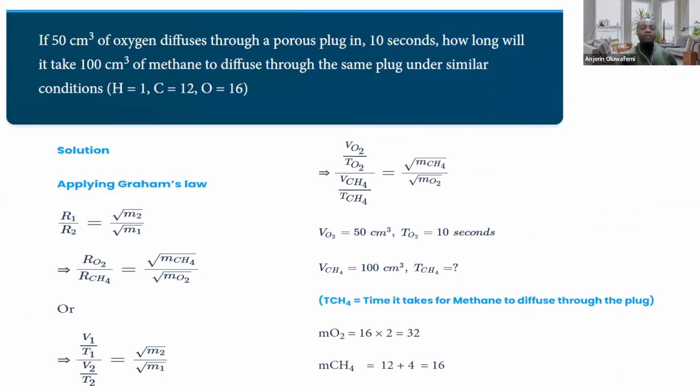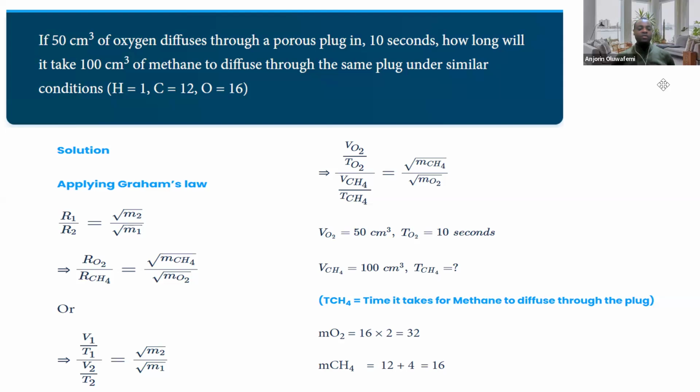Okay. Having said that, let's look at this particular question and see how we can use it to apply Graham's law of diffusion formula. If 50 cm cubed of oxygen diffuses through a porous plug in 10 seconds, how long will it take 100 cm cubed of methane to diffuse through the same plug under similar conditions? Don't forget that hydrogen has a relative atomic mass of 1, carbon 12, and oxygen 16.